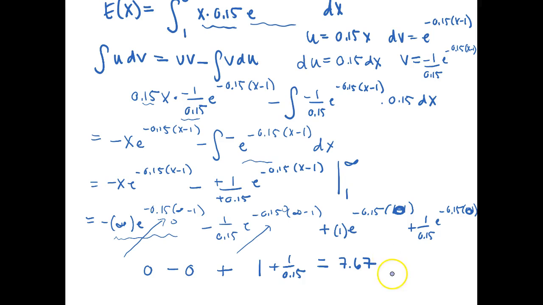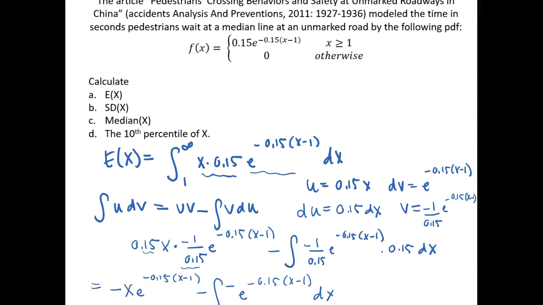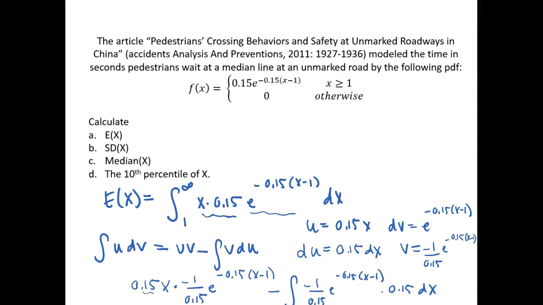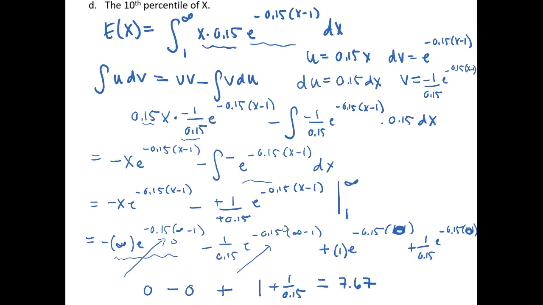So the average, or the expected value for this random variable, the average time we expect individuals to wait at the median line, is 7.67 seconds.